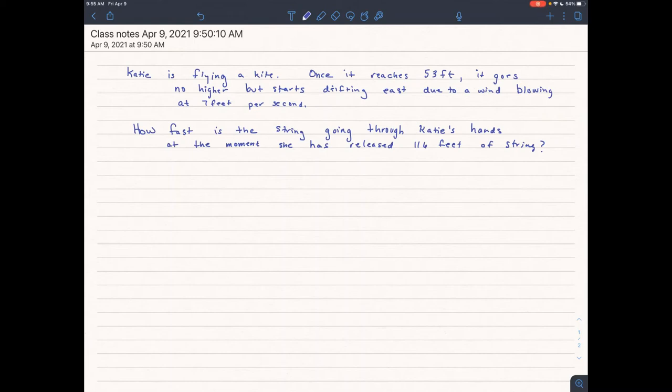All right, let's look at this problem. We've got somebody flying a kite. So here I am flying a kite, and it's going to reach 53 feet. So here's my kite at 53 feet.